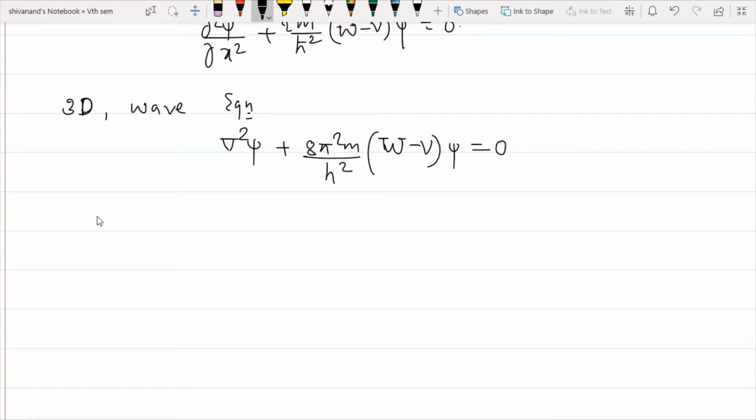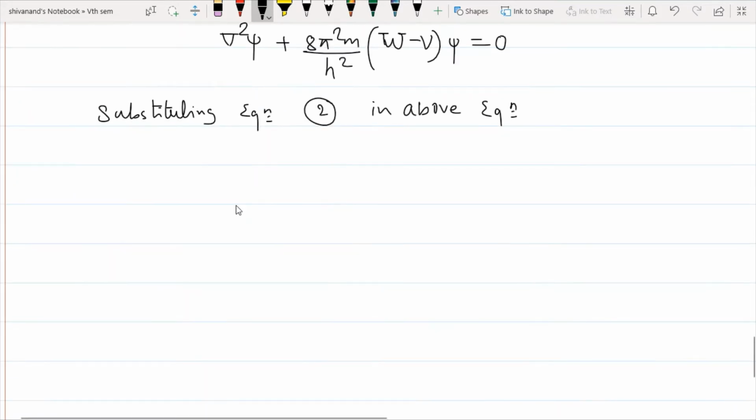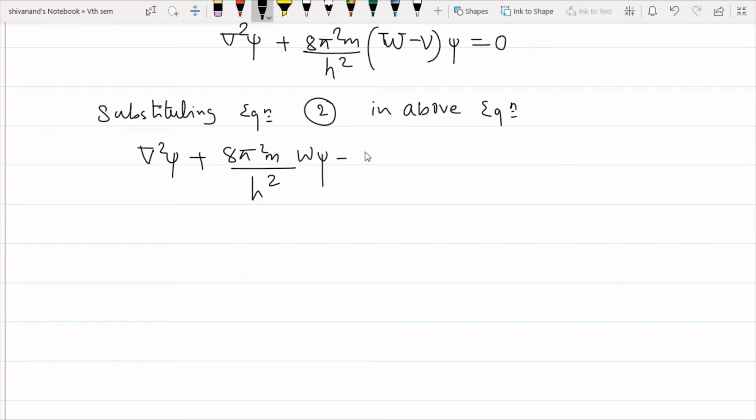Now if I substitute this total energy W from equation 2 in the above equation, what we get is del square psi plus 8 pi square m divided by h square into W of psi, and I can split the above equation, plus 8 pi square m divided by h square of V of psi, is equal to 0.